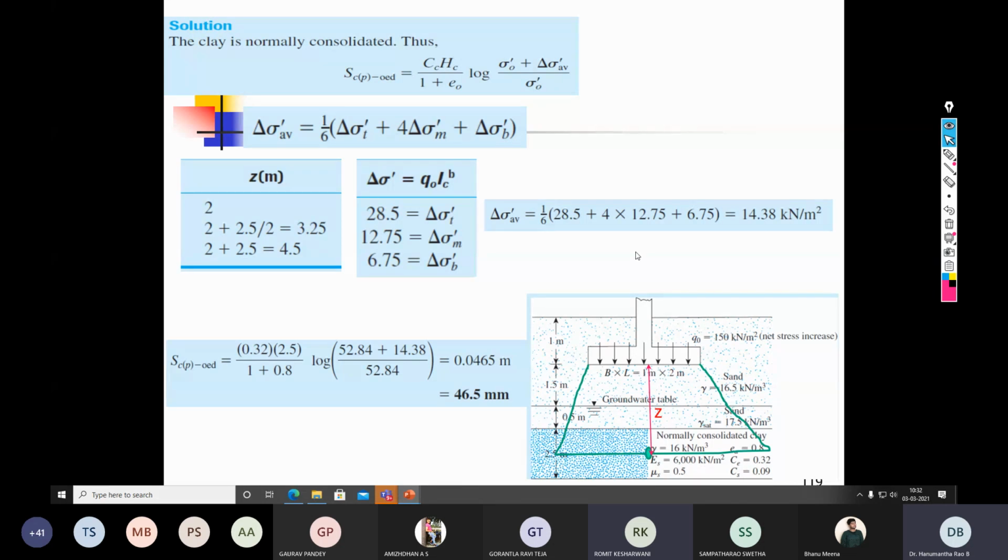Sir, what is written here? Delta sigma dash equals to q naught I_C. What is meant by that? This I_C is nothing but the influence factor, but you ignore it. It is not required as such. Sir, but at Z equals to 2, I am getting 25 for delta sigma. Okay, no issue, because here they are using this multiplication of q naught multiplied by I_C. Okay, sir, that influence factor we don't know.